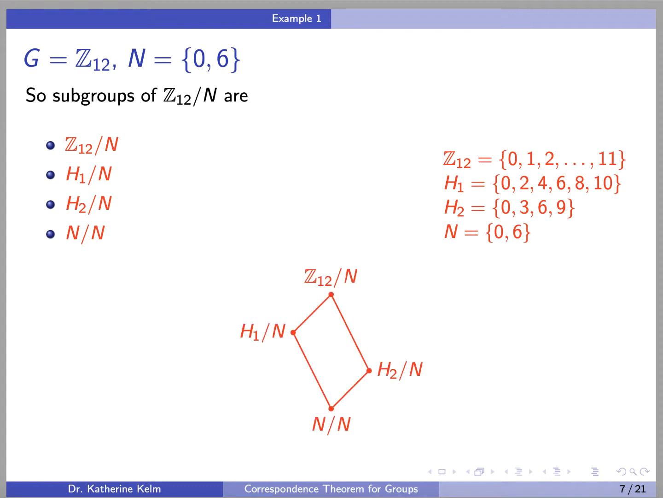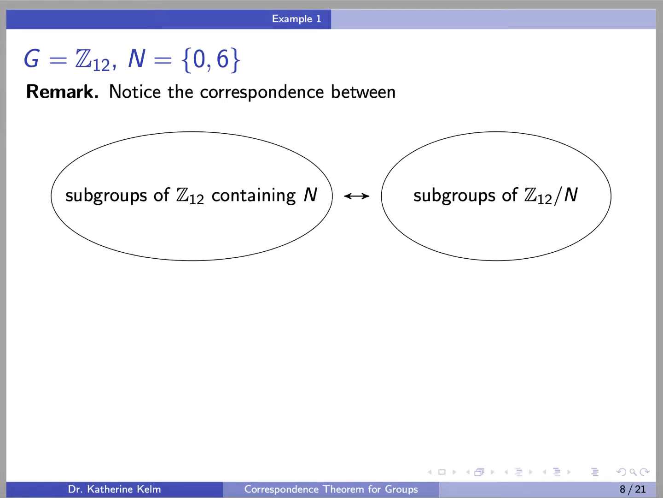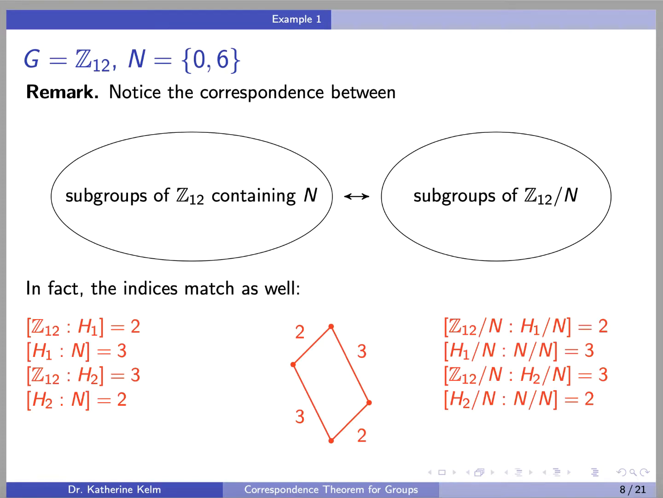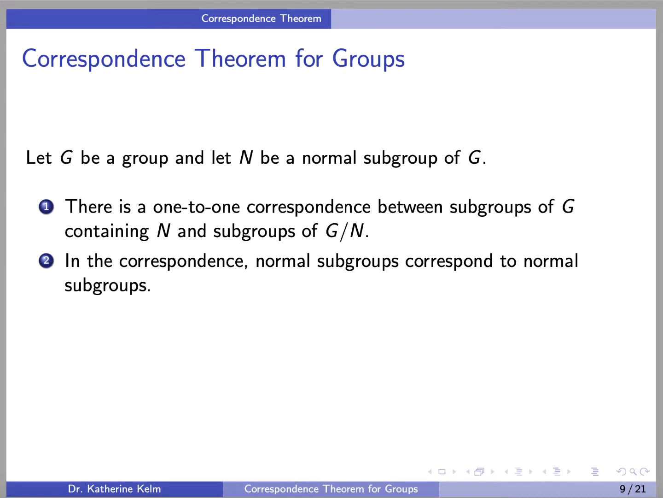And you can see that the lattice of subgroups of Z12/N is identical to the lattice of subgroups of Z12 containing N. So notice that correspondence between the subgroups of Z12 containing N and the subgroups of Z12/N. In fact, the indices match as well. The index of each subgroup inside the larger group matches the corresponding index of the corresponding subgroups of the quotient groups. So this is no coincidence.